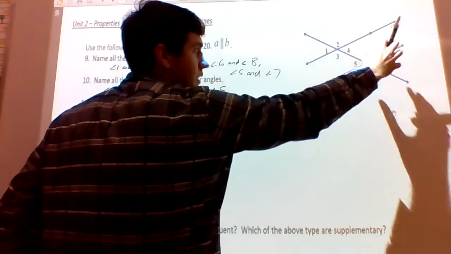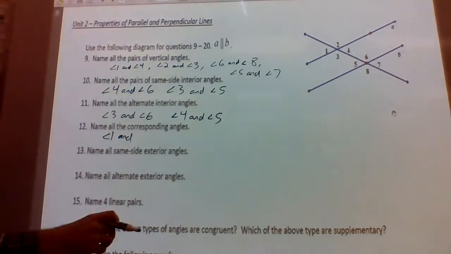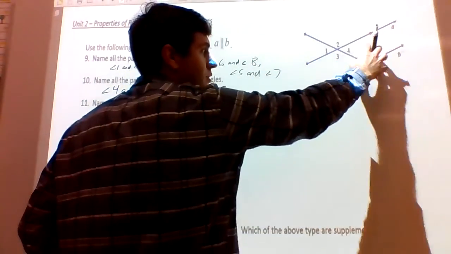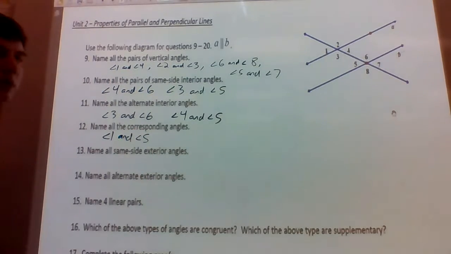Pick it up, put it on top of this one. 1 is on the left side, so is 5. If you picked up this intersection and put it on top of this one, 1 would be on top of 5, so 1 and 5 are corresponding. Angle 1 and angle 5 are corresponding.